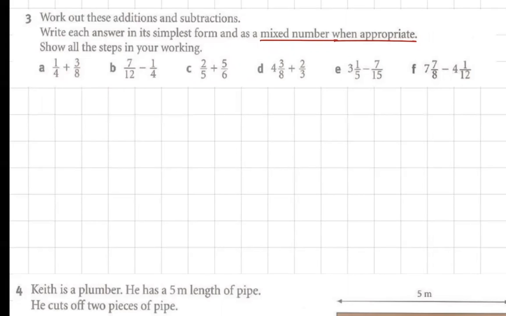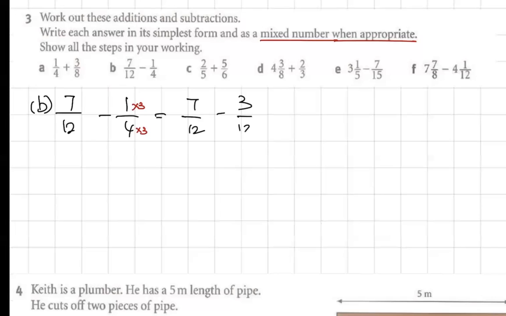Let's try the next one. B, 7 over 12 minus 1 over 4. So it's not subtractable. So this I need to times 3, change it to 12, because 4 can become 12. So we're just going to make it 7 minus 3 over 12. 4 over 12. Don't leave it like that. You need to put it to the simplest form. Divided by 4, divided by 4, 1 over 3.